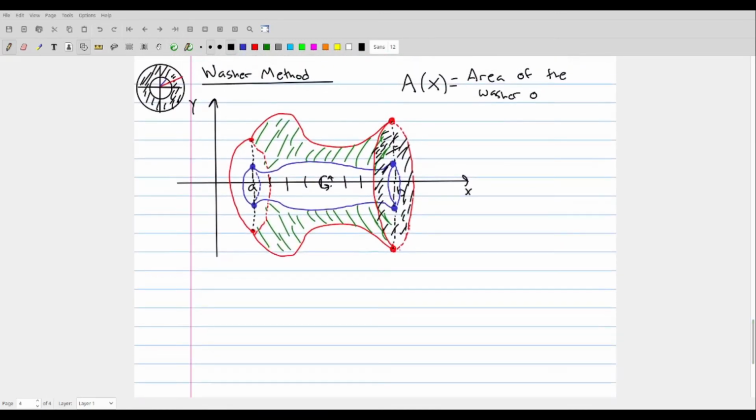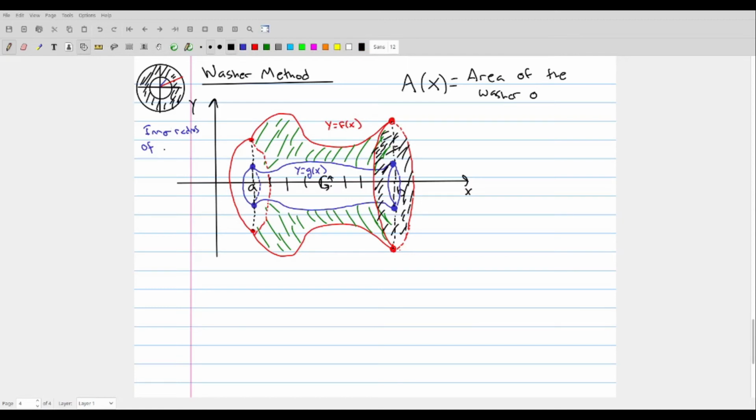So the area of the washer, of any cross-section at any point x, is going to be given by the area of that cross-sectional washer, which is the area of a washer with an inner radius of whatever the value of the lower function is. The lower function, I didn't write it down, but we'll call it g of x. And we'll call the upper function f of x.